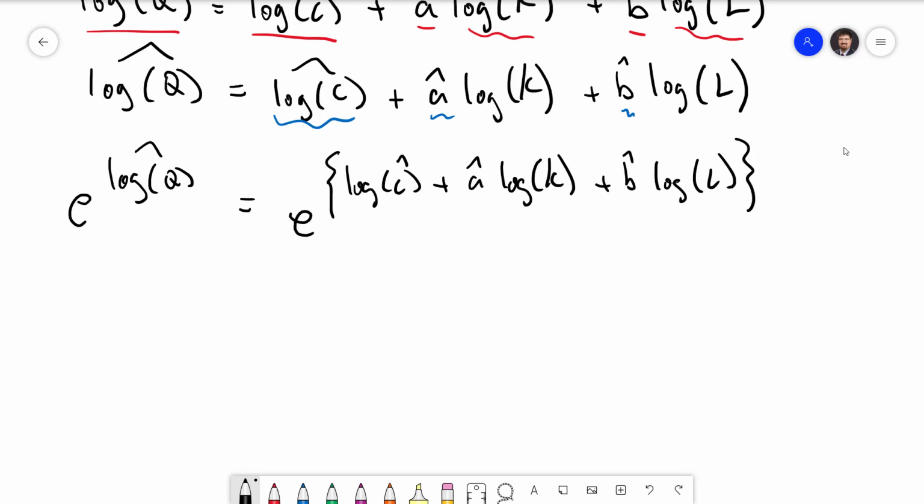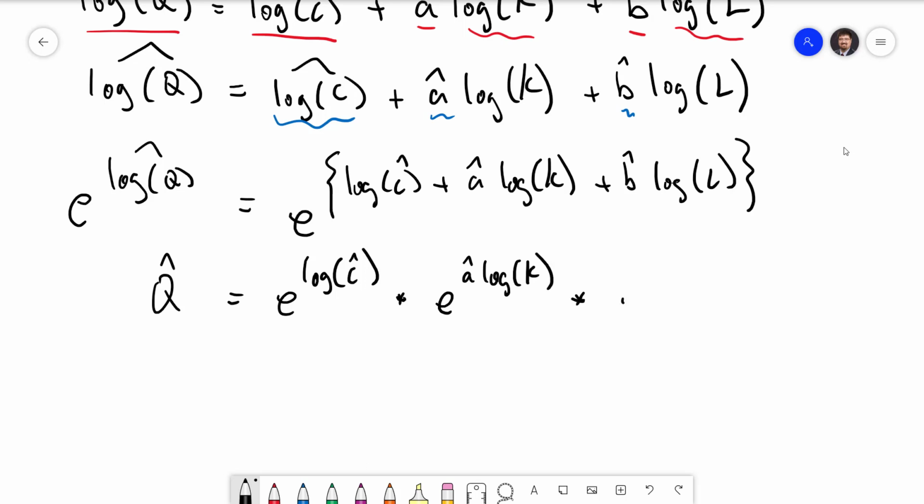Remember that exponentials and logs are inverses of each other, so anytime we have e and a log, it's going to cancel. So on the left-hand side, we just have Q hat, and on the right-hand side, we're going to use the rules for exponents to break this thing up. So we're going to get e to the log of C hat times e to the A hat log of K times e to the B hat log of L.